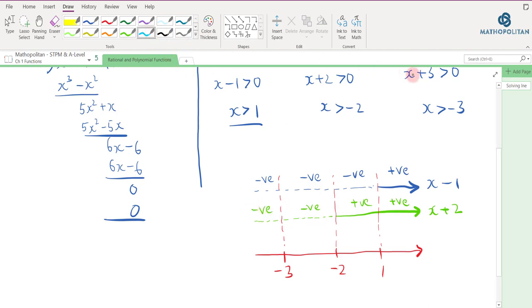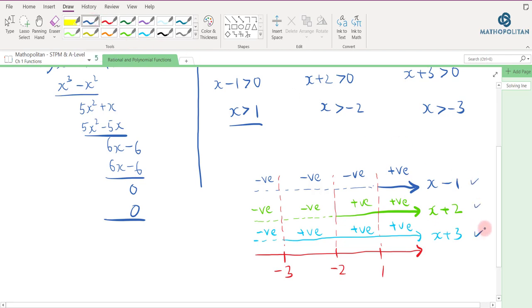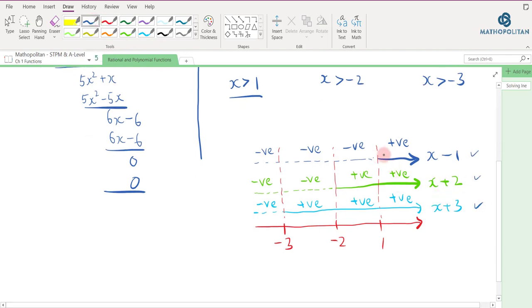And then for x plus 3, if x is greater than negative 3, then x plus 3 will be positive, and of course, otherwise it will be negative. So now we want to multiply these three factors. When we multiply these three factors, we will go region by region.